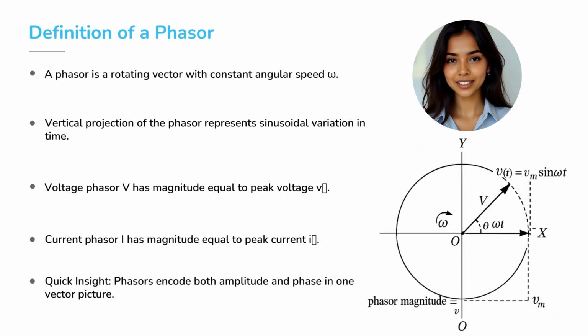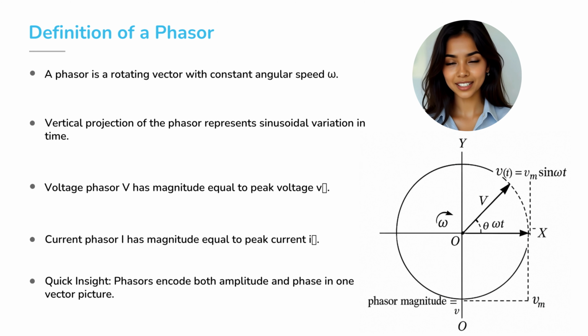As you can see in the diagram, the phasor keeps rotating, but the vertical projection on the y-axis perfectly matches V of t equals Vm sine omega t. This is how phasors make our life easier. They take the complex motion of sine waves and represent them as simple rotating arrows.